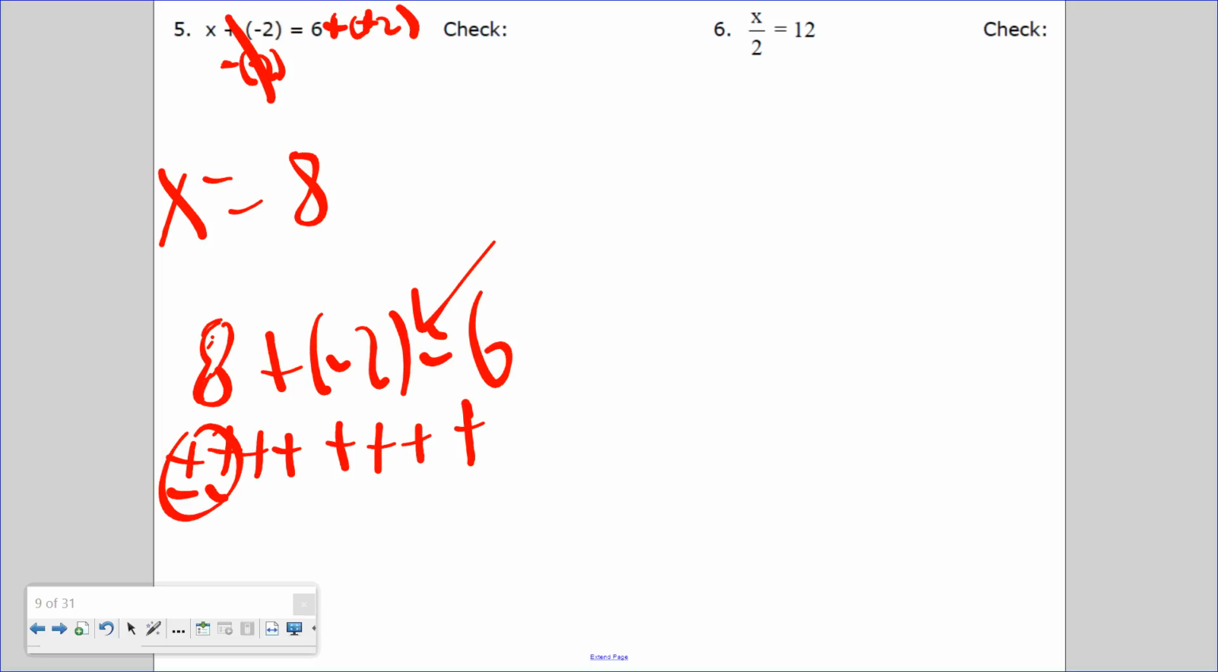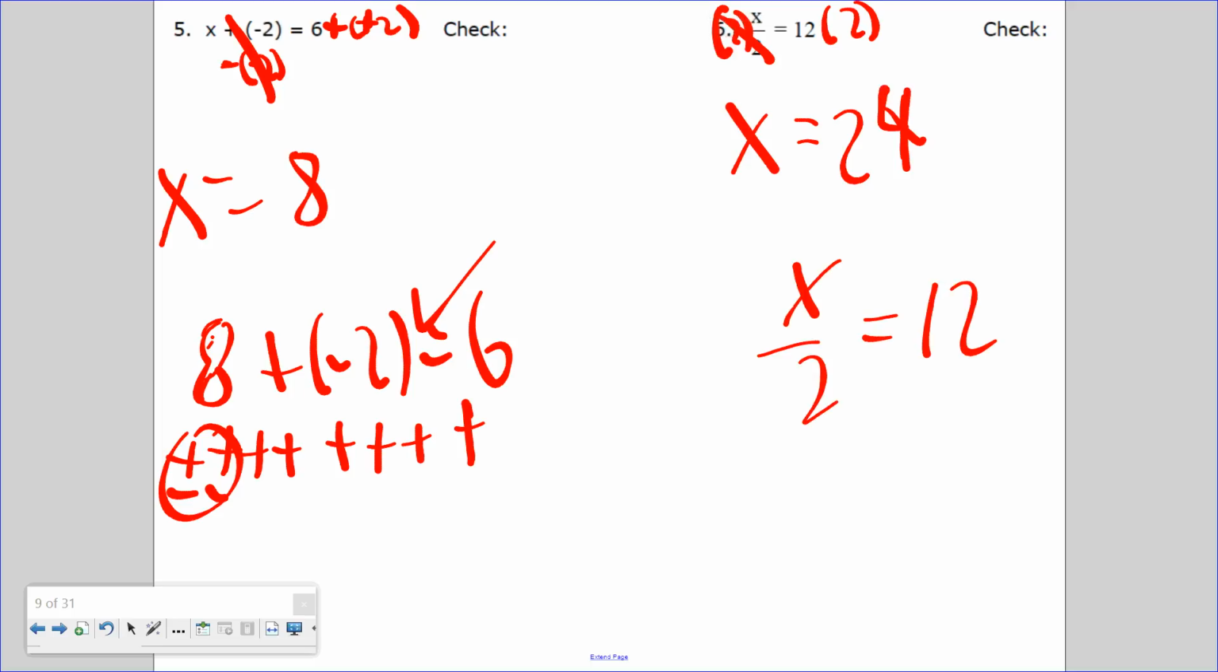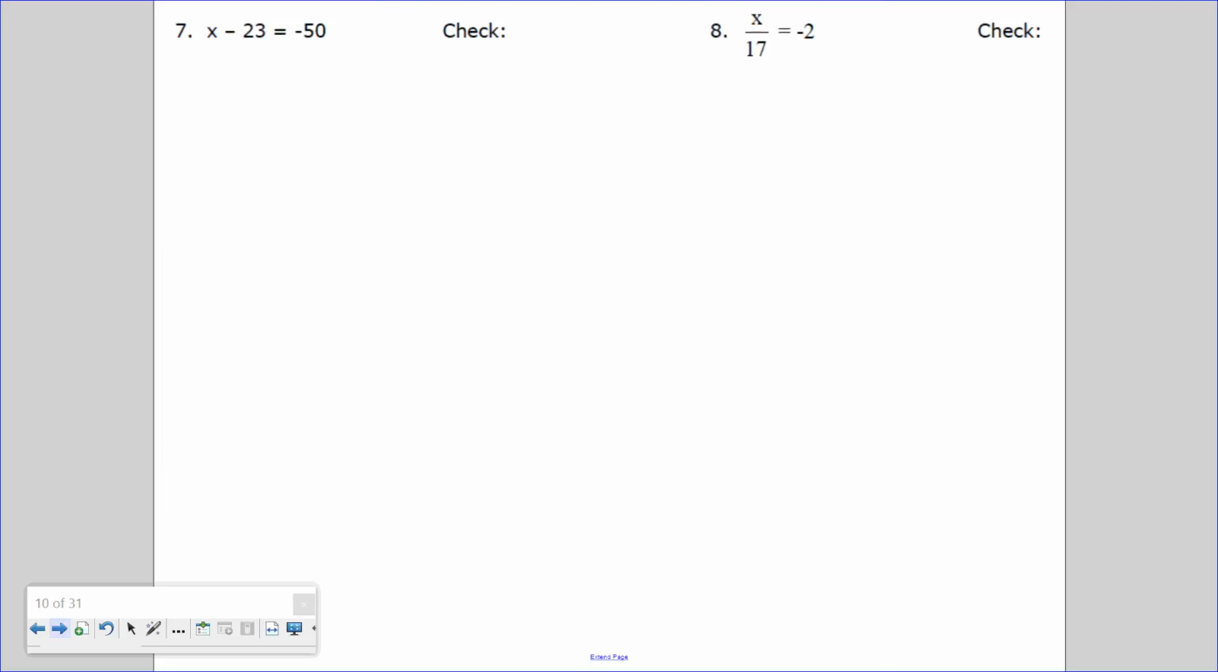Number 6, x divided by 2 equals 12. I need to isolate the variable x. What is the inverse operation of divide 2? Times 2, times 2, cancel out. x equals 24. Again, let's check our work. Substitute the x with 24. 24 divided by 2 is 12. Check mark.